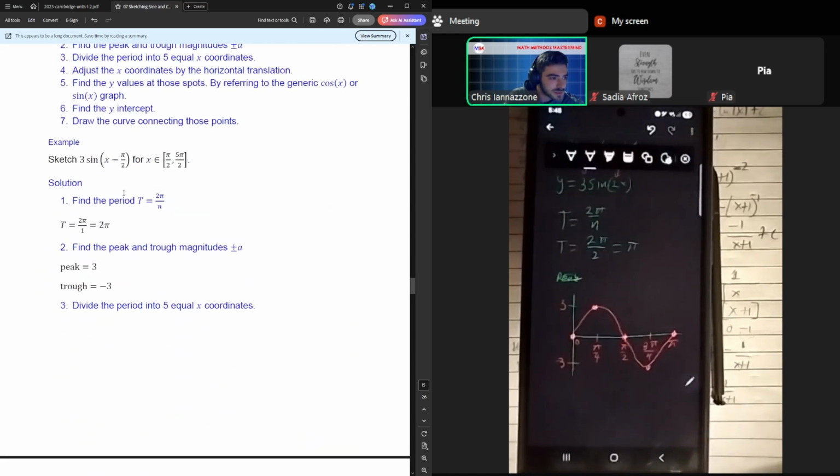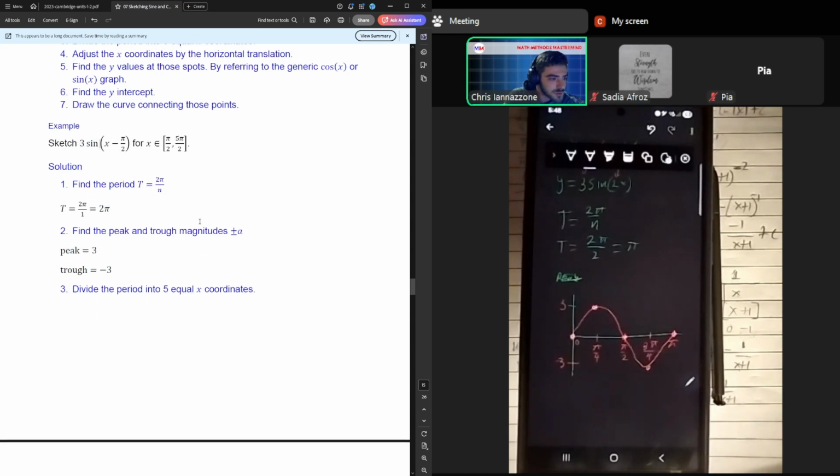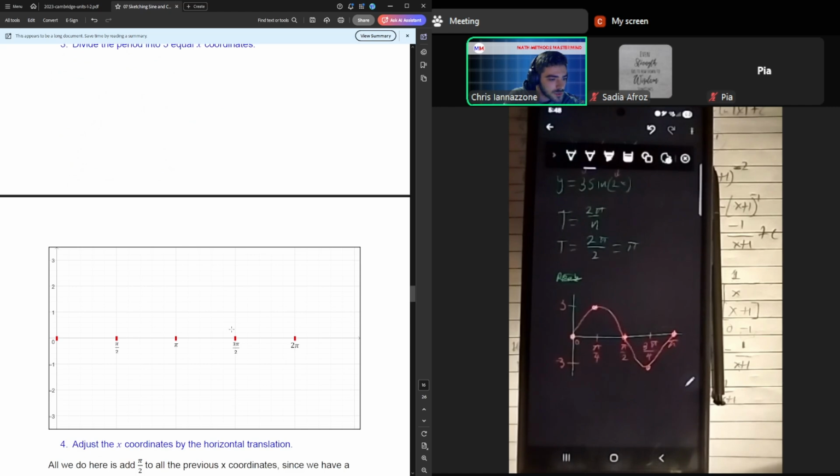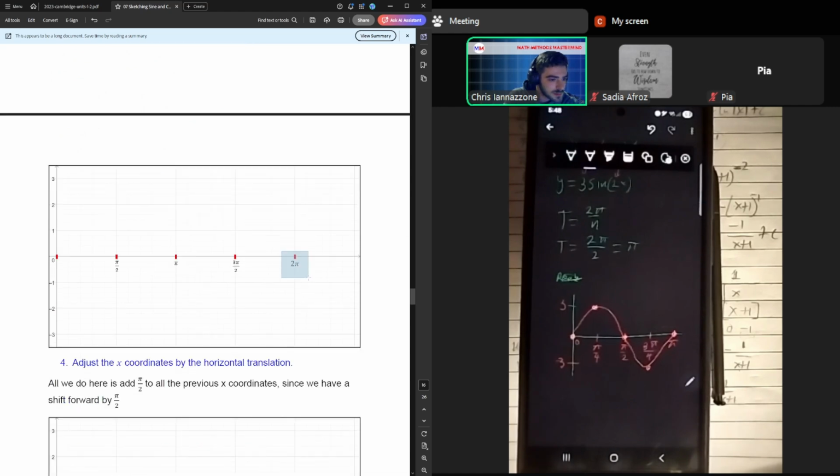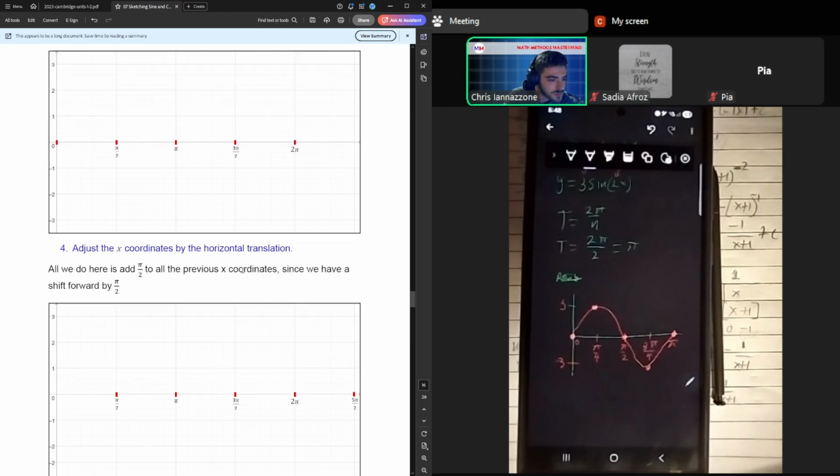But okay, in this case we've got 3 sine of x minus pi over 2, period 2 pi over n, so in this case n is 1, giving you period 2 pi. Peak and trough, same thing as before. Quarter up the period, so that's 2 pi, half to pi over 2, and that sticks that 3 pi over 2 from what we knew from before.